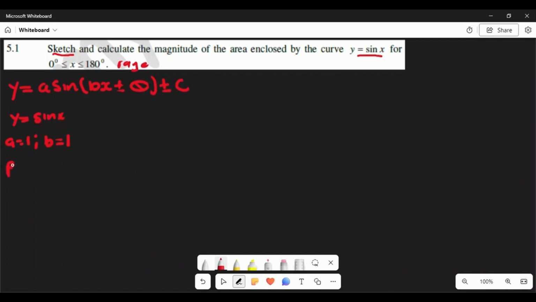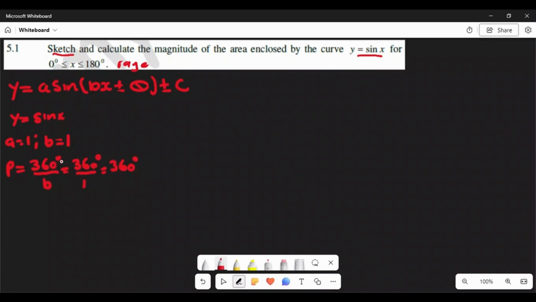For the period, there is a formula. Period equals 360 divided by b. Our b here is 1, so the period is 360 divided by 1. So our period is actually 360 degrees. I hope you guys know this formula. This means that our complete cycle for the sine graph is going to be within 360. One complete cycle, guys, is within 360.